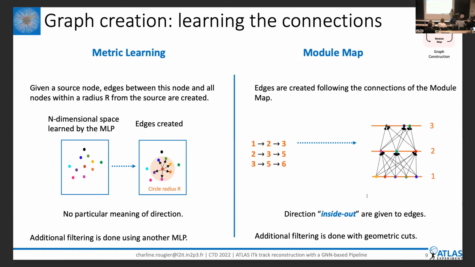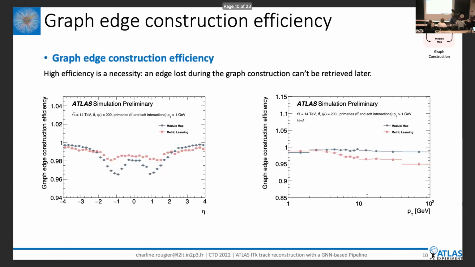So using these two methods, we are able to build graphs, and we are targeting the metric learning to build graphs which are as big as the ones made by the module map. So we are building graphs which are around 1.3 million edges. And then, of course, what we do need is high efficiency, because if we lose an edge during the graph construction, it cannot be retrieved later. So which means that the particle on which we have lost the edges cannot be well reconstructed.